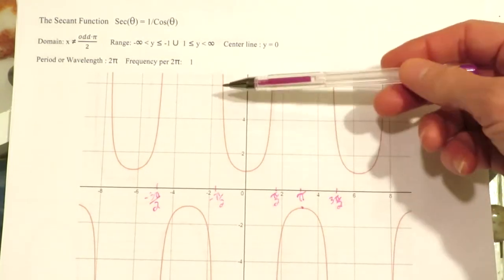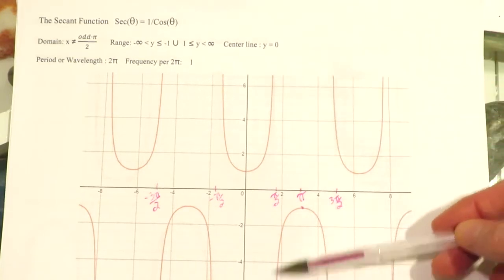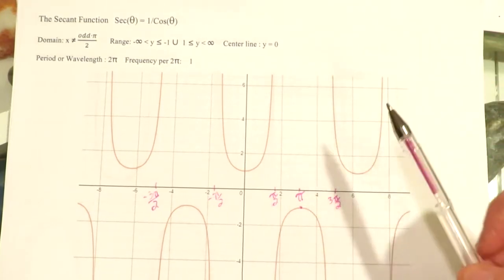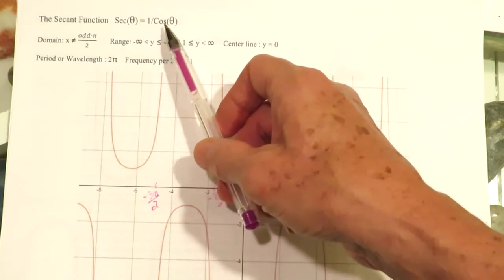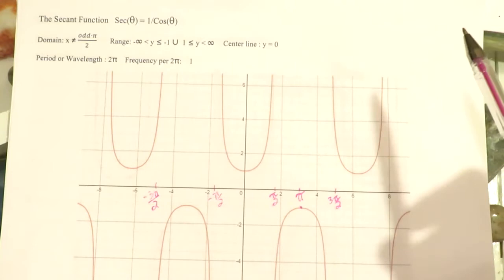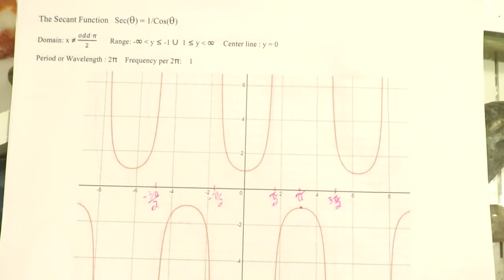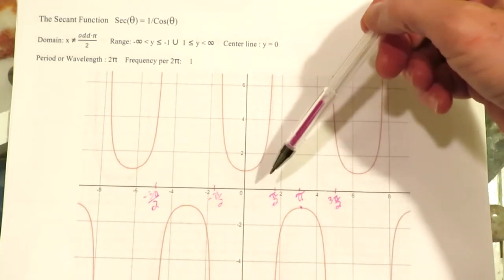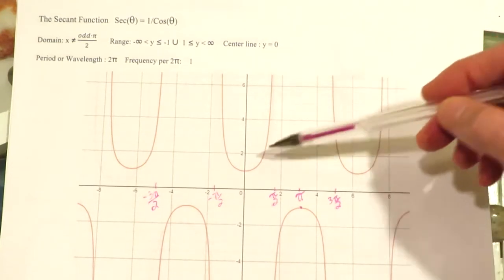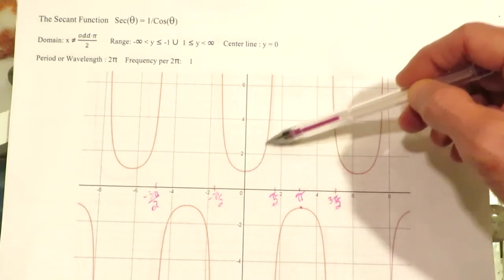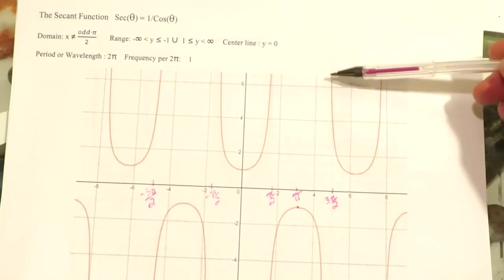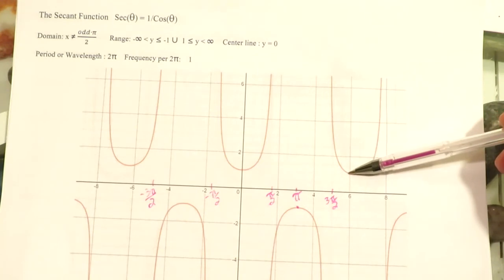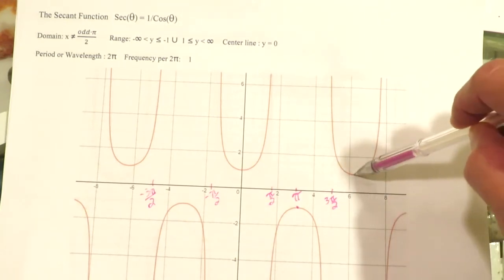Now, a full cycle contains 1 upward facing U and 1 downward facing U, and cosine's wavelength or period is 2 pi, so secant is going to have the same length of period. It's going to take a full circle to get all the values of secant. If you start at 0, notice you get this half of the upward facing U, then you get a full downward facing U, and then you get the other side of the upward facing U ending at 2 pi. So that's 1 full cycle.